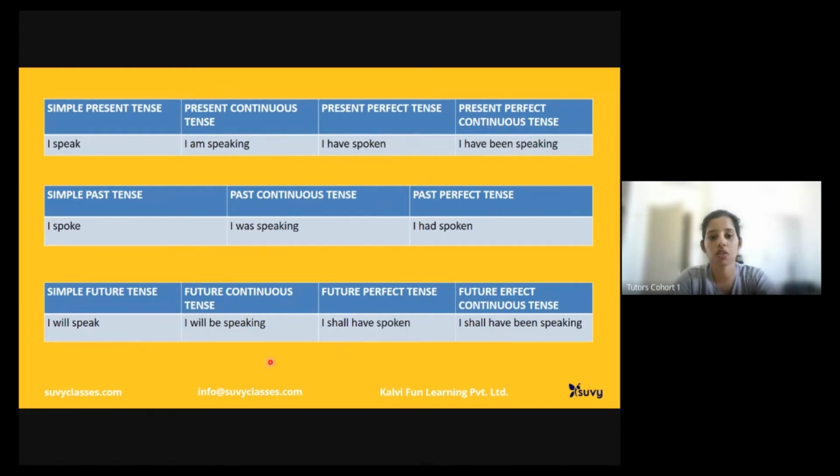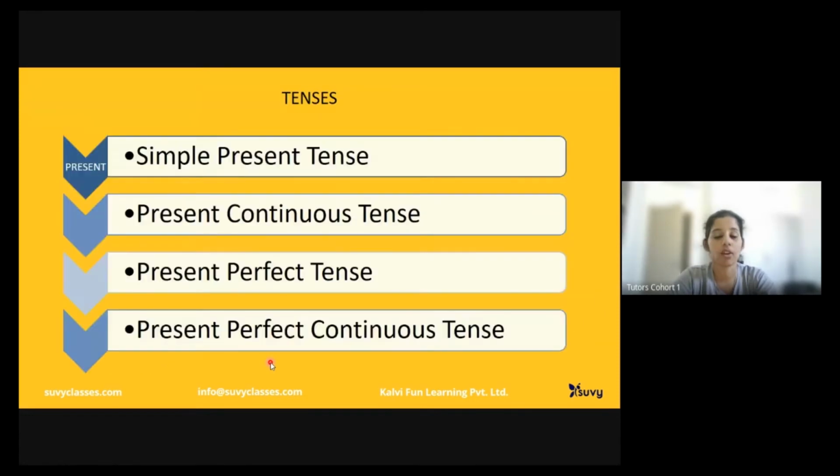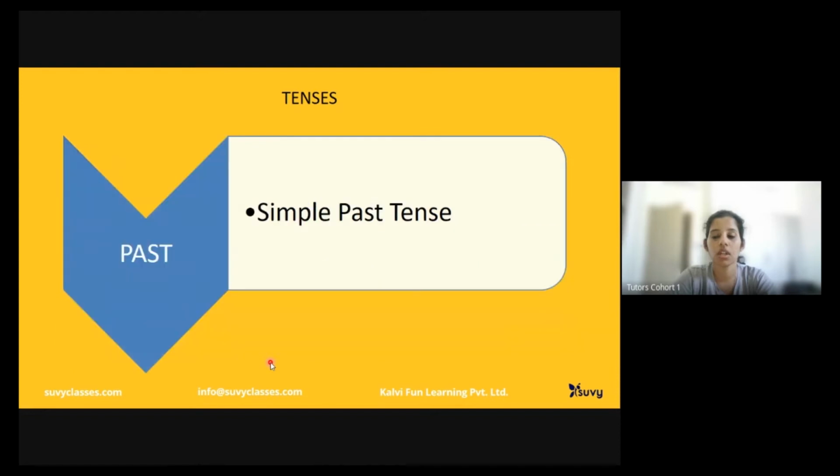Okay, I hope everyone's understood about all the four. So let me just start with the past part. Okay, so let's just continue. We are next going to the simple past tense.